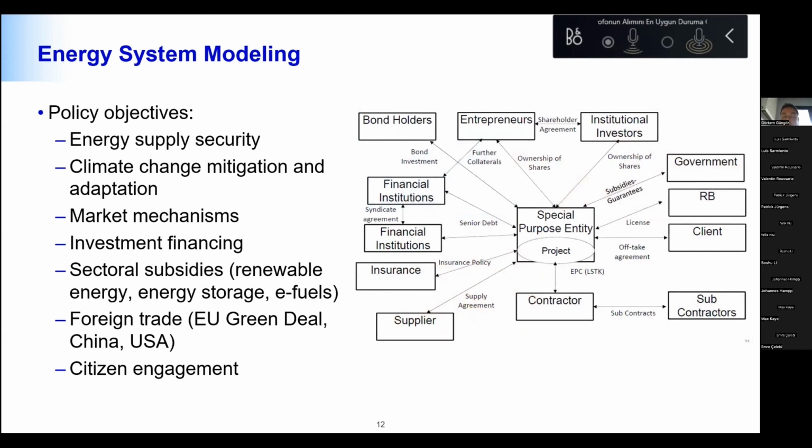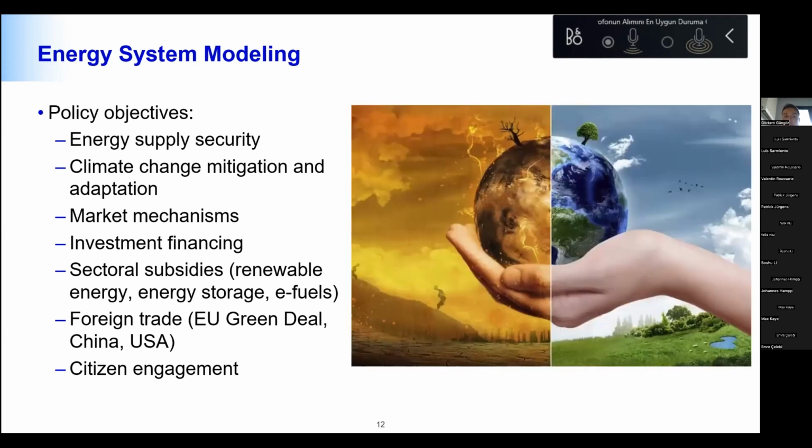But we have multiple stakeholders in this issue. Just looking at an investment in a new power plant, there are many stakeholders who both share the benefits, but also hold the risk from this financing investment.